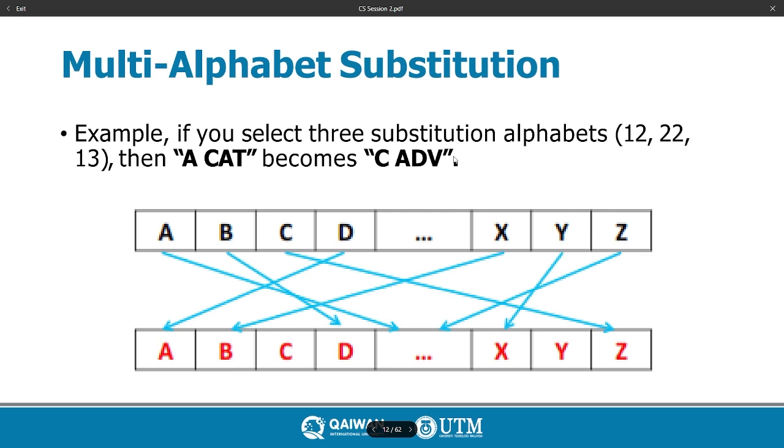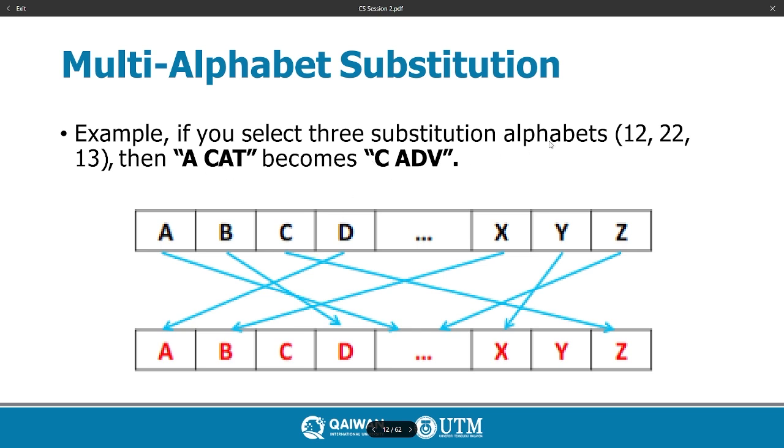Now we have multi-alphabet substitution. For example, if you select three substitution alphabets, 12, 22, then 13, then this "a cat" would be CADV. It means that the first letter A would be shifted by 12 times. You will shift it all the way until you get that number. For example, let's say this is A, we would say 1, 2, 3, 4, 5, 6, 7, 8, 9, 10, 11, 12. The 12th one would be C.